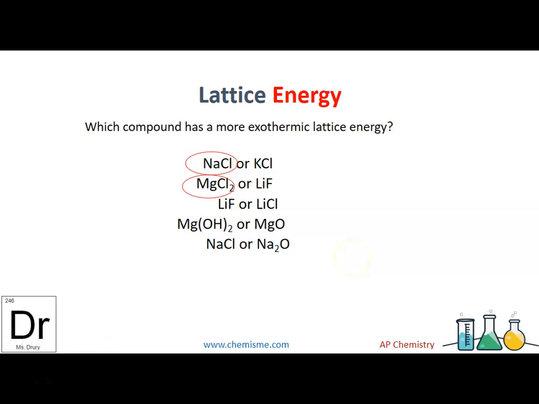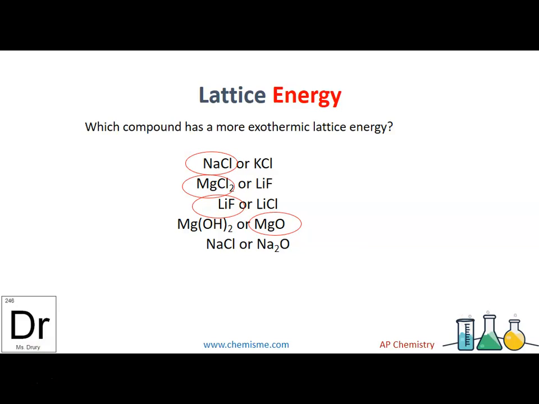smaller atom or ion, and so it's going to be able to get closer to lithium's protons, making a stronger bond. In Mg(OH)2 versus MgO, Mg(OH)2 has a +2 and -1 charge versus MgO's +2 and -2. They're transferring more electrons, which makes it a stronger bond in MgO.